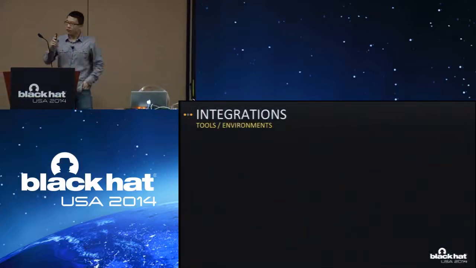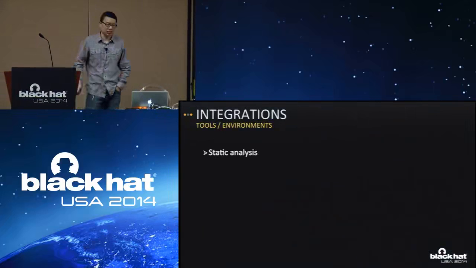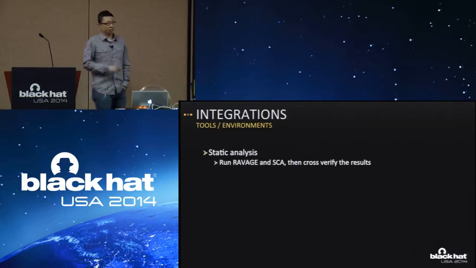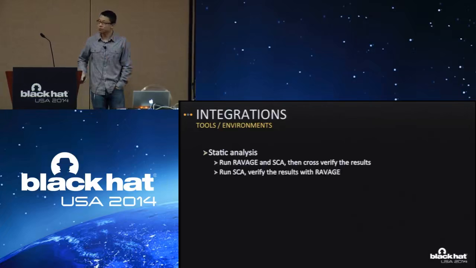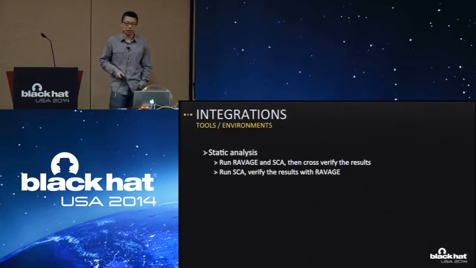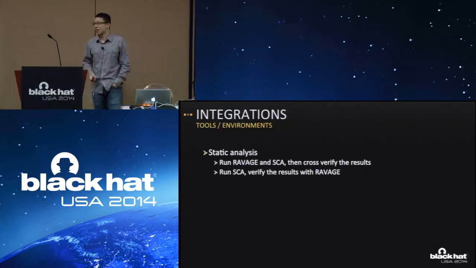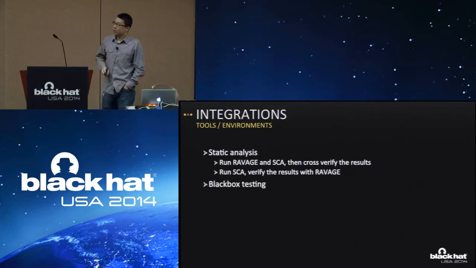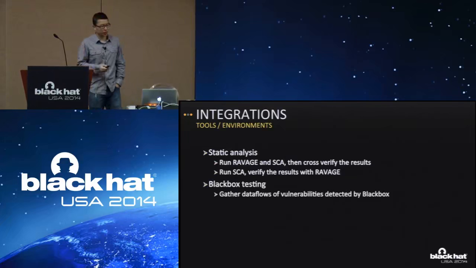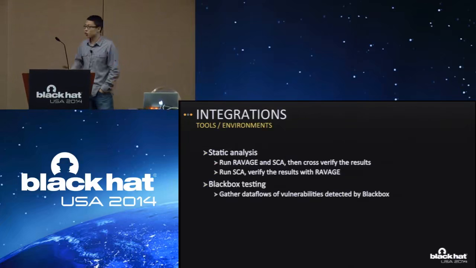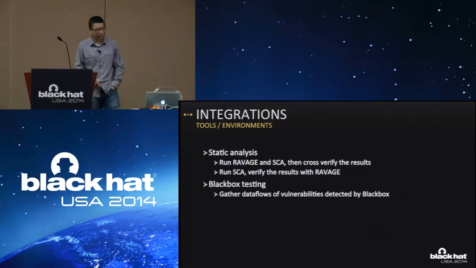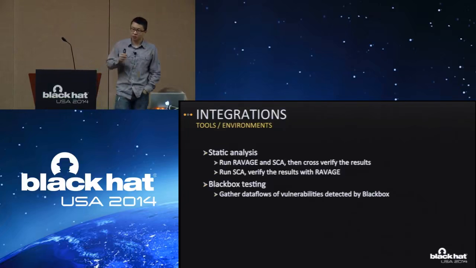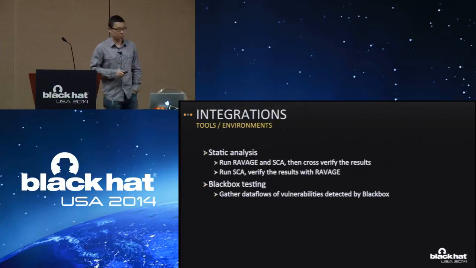So if you have other tools already, say static analysis, great. It's not about abandoning it. We can run Ravage and SAST and cross-verify the results. Or you can use Ravage to verify the results of SAST and see if that works. In the meantime, if you also have black box tools, you can use the black box tool to drive Ravage to run, as I did, and also use Ravage to get the data flow of the vulnerabilities detected by the black box tool.